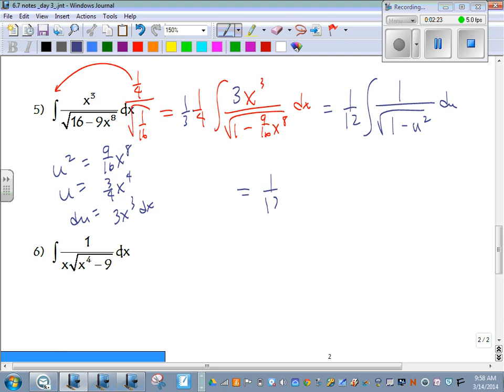So what's the antiderivative of 1 over square root of 1 minus u squared? Inverse sine. So we get inverse sine of u, which is 3/4 x to the 4th, plus c.